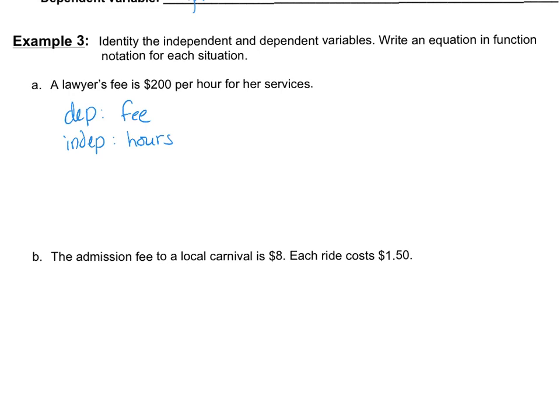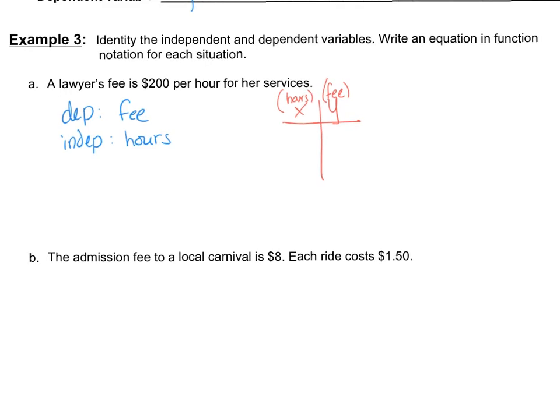And then to be able to write a function, let's think about this as an XY table. X is the independent variable, so the number of hours, and the dependent would be the fee, the amount of money. So if someone came to the lawyer for 1 hour, say, I'm just making up a number here. If it's 1 hour, how much would it cost? $200. If it was 2 hours, how much would the fee be? $400. And if it's 3 hours, it would be $600.